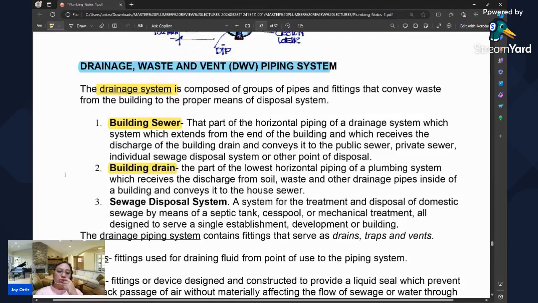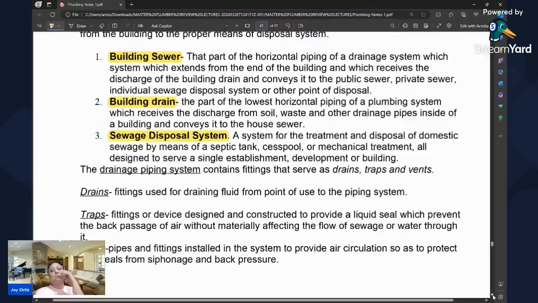We have also the sewage disposal system. A system for the treatment and disposal of domestic sewage by means of the septic tank. Anything that is disposed of that contains fecal or black waste, or gray water, black water na tinatawag natin. Ito na yung sewage disposal system and the treatment.